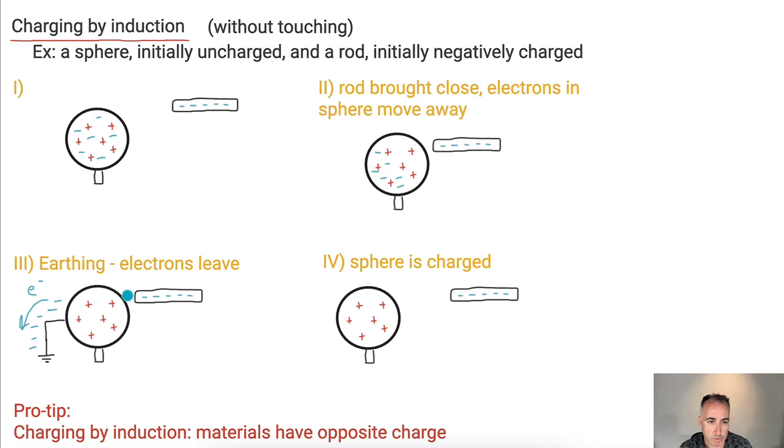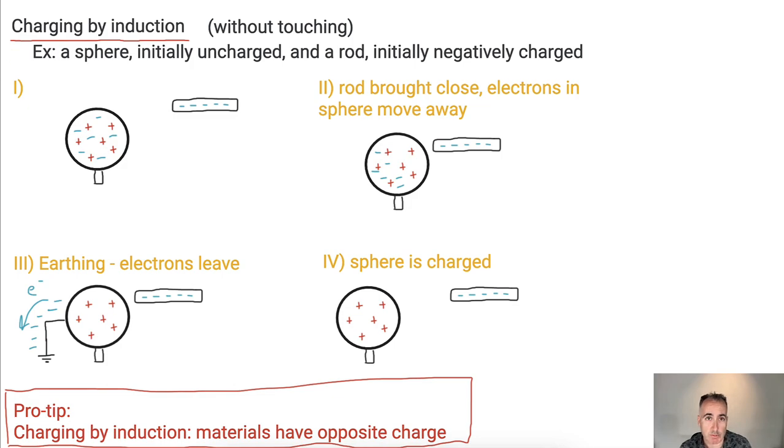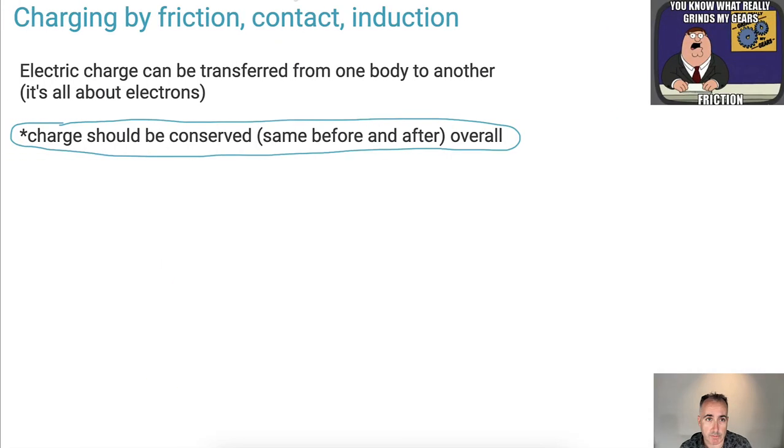And of course, what you do then is you remove the rod. And in the end, what do you have? You have a negative rod and a positive sphere. So charging by induction leads them to have opposite charge as well. Isn't that interesting? So this is something that you may want to know about for exams. So we've learned these three different methods of charging, right? You can charge by friction, by contact, by induction. We've also learned about grounding or earthing that allows these electrons to be dumped into the ground if you need to.